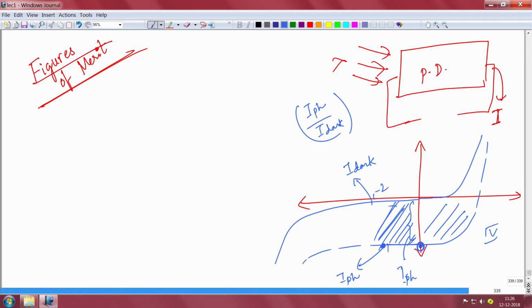If your photo current is almost the same as dark current, then it's not sensitive. There will be noise and other things. We'll come to noise very quickly. So this is only a PN junction, but it may not be a PN junction also. It could be a photo detector made of, for example, undoped silicon. This is silicon which is undoped everywhere.